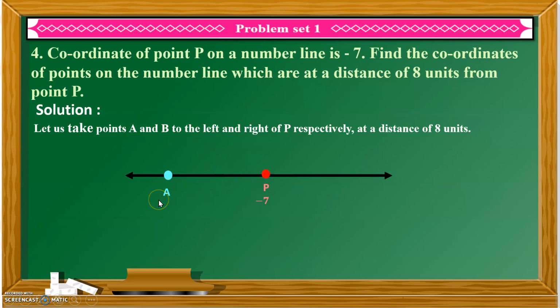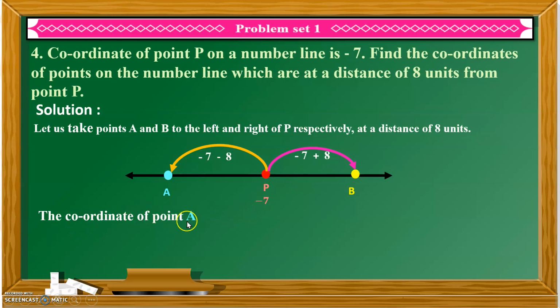So this is point A to the left of P, and point B to the right of P. Okay, now we have to find the distance between the coordinates. So now when A is to the left of P, this distance would be -7 - 8. And for B it would be -7 + 8. So let us write the statements for this, children.